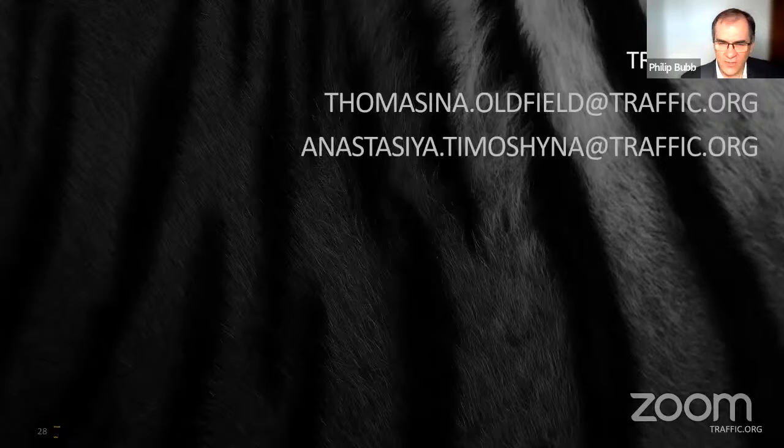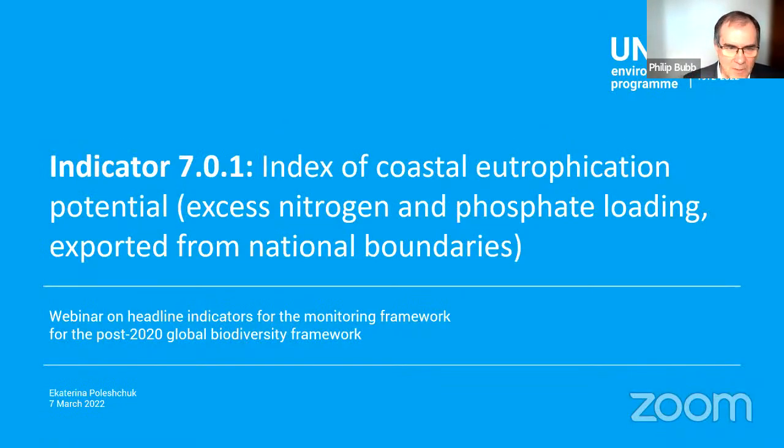Good. I'd now like to invite our next speaker, Ekaterina Polishchuk from UNEP. Ekaterina is going to be introducing 4 indicators which UNEP are leading and supporting the development of. The first of these is this one, Index of Coastal Eutrophication Potential. Before you explain the indicator, Ekaterina, perhaps could you just introduce yourself a little more and the role of UNEP in developing these indicators before you get into the specifics of this indicator?